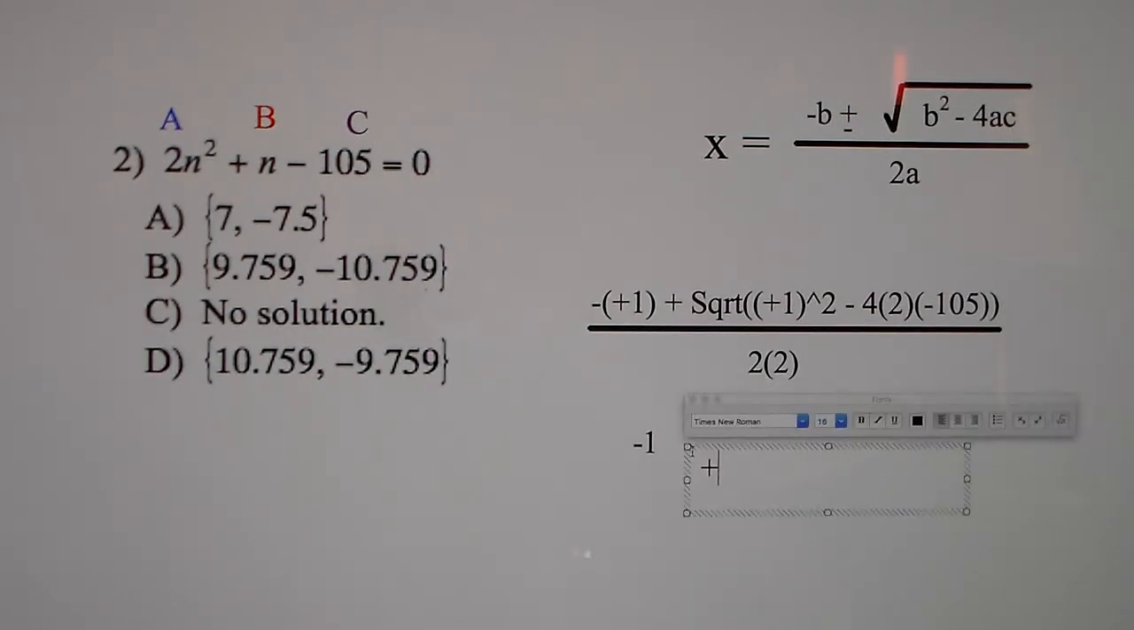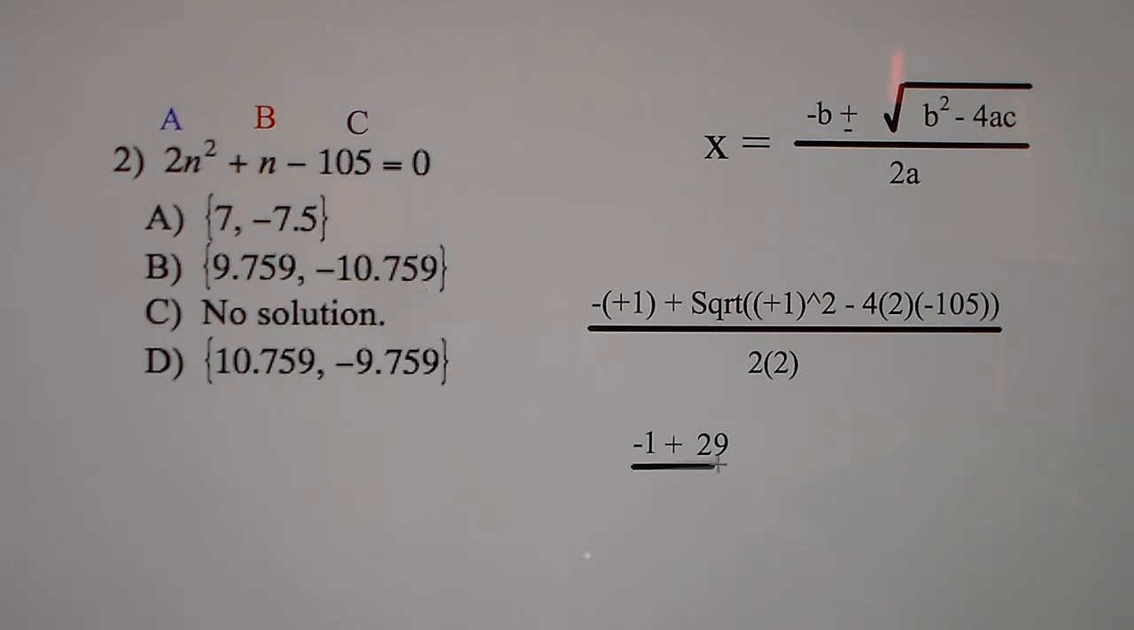And that's plus the square root. I'm going to put that inside the calculator. Find out what that is. So I do second square, which gets us a square root of 1 squared minus 4 times 2 times negative 105. And we get 29. So this whole entire thing is just positive 29.